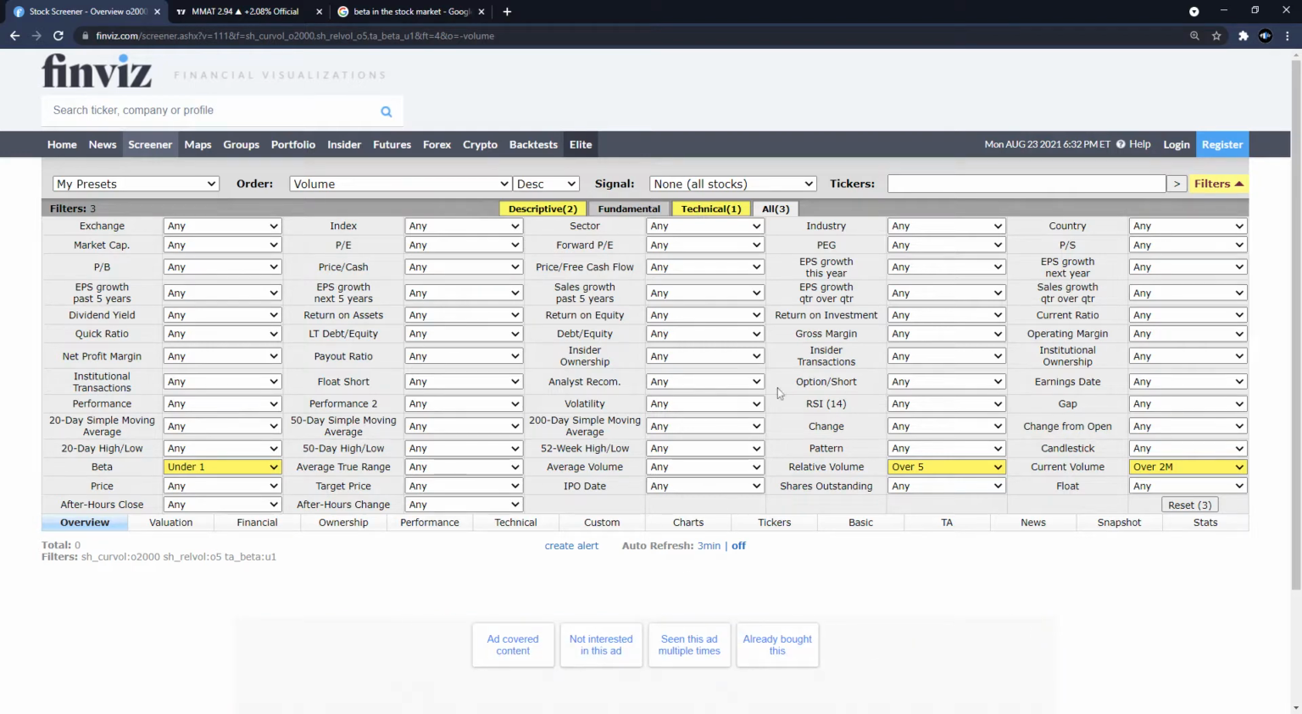Let me know what your thoughts are about it. I could have made a video about going over some stocks that you can day trade, but this is just a screener. So let me know what your thoughts are.